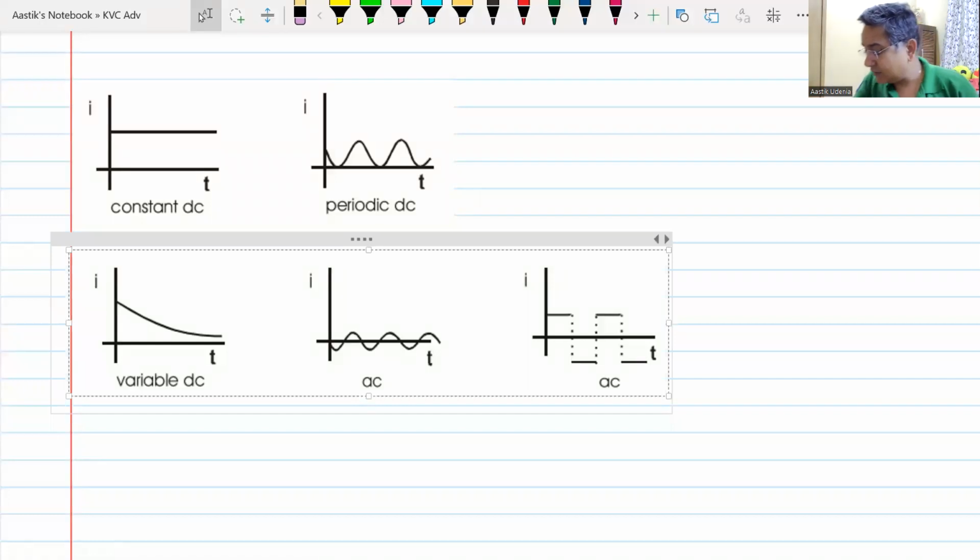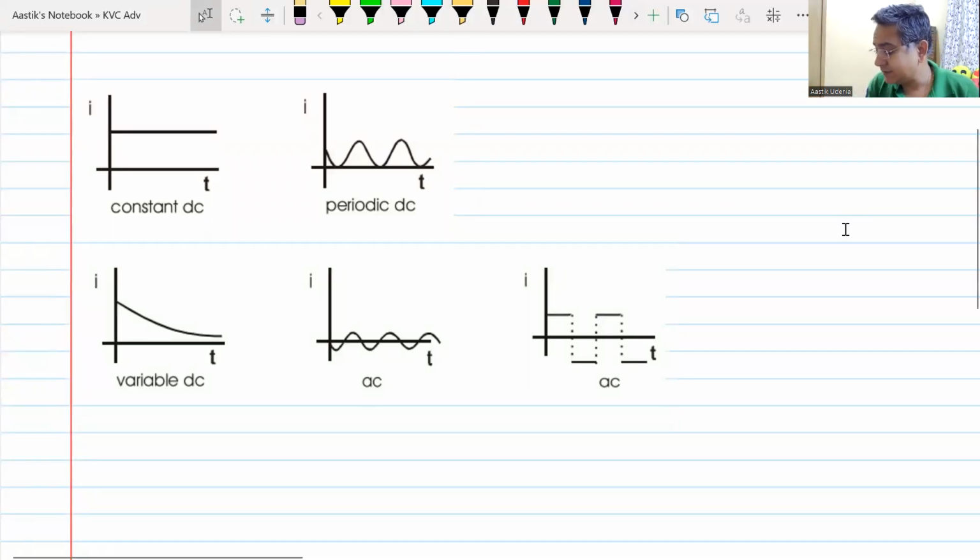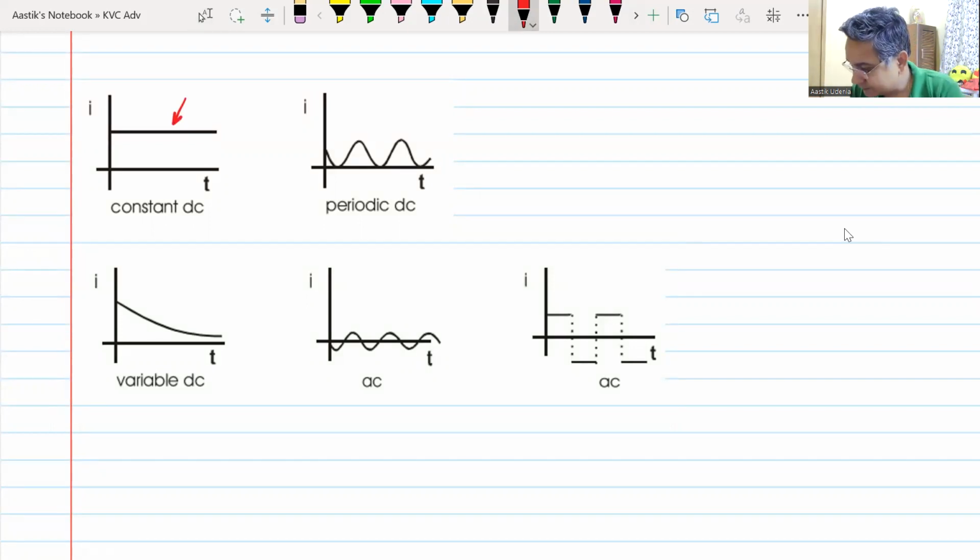The current that is shown in the first case, you can see this one. What type of current is this? Is it AC current or is it DC current? This current, as you can see, is constant. It is constant in magnitude. It is constant in direction. This is your constant DC current.